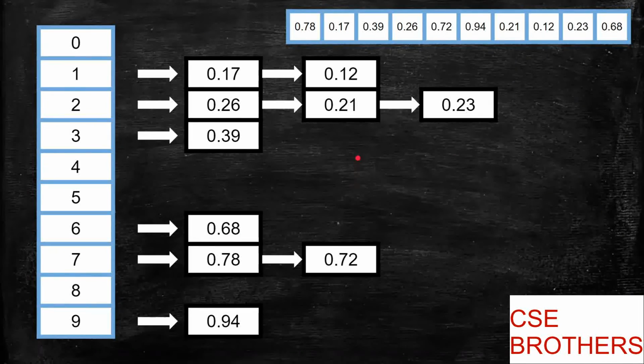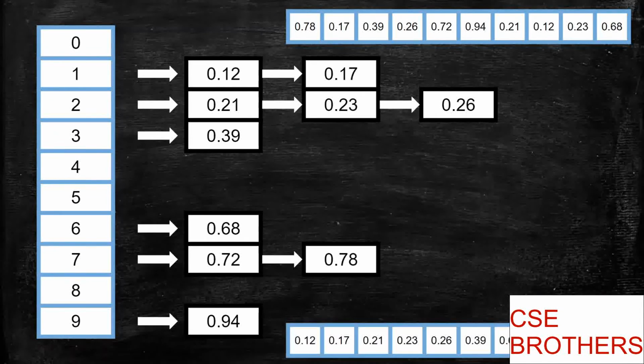Once we have distributed our data over all the buckets, the next thing is to sort each bucket individually. In our case we will use insertion sort, and we sort each bucket. After performing this step, these will be our buckets. As you can see, each bucket now has sorted data.